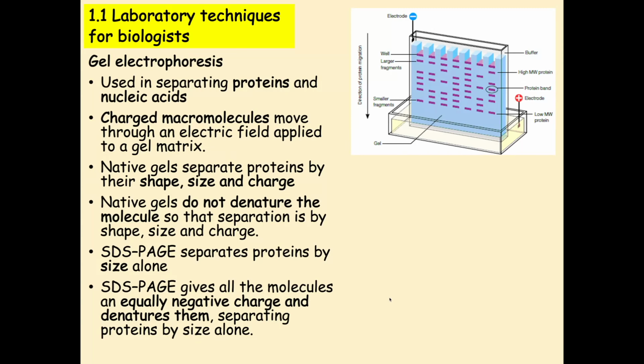Okay, so we've got native gels, separate by shape, size, and charge. They do not denature the molecule. And we've got SDS-Page, the alternative method, which separates the proteins by size alone. And the reason it can do that is because it has an equally negative charge and it denatures the proteins. And then we can separate them on the basis of size. And you can see in our gel electrophoresis equipment here that it will travel from where it's input here at the top, it will travel through, and we'll see the larger molecules won't travel as far as the smaller molecules, so we can separate them by size on that basis. Okay, so that electric field that goes through there causes them to migrate through the gel there.